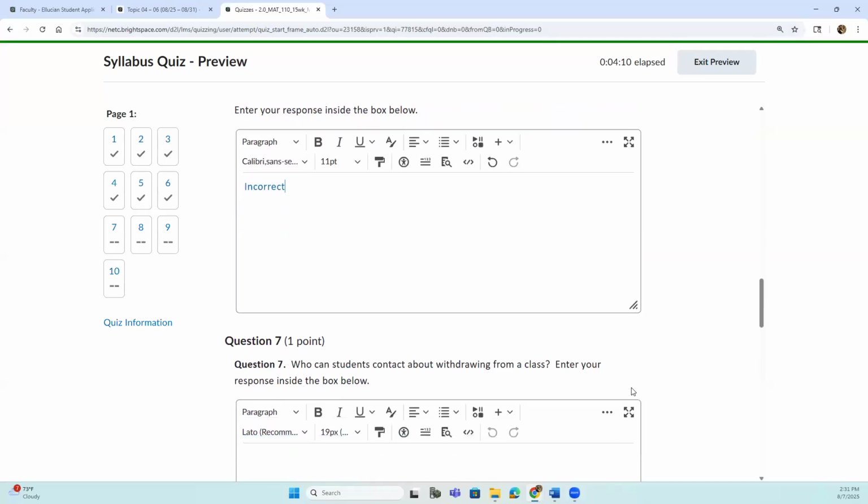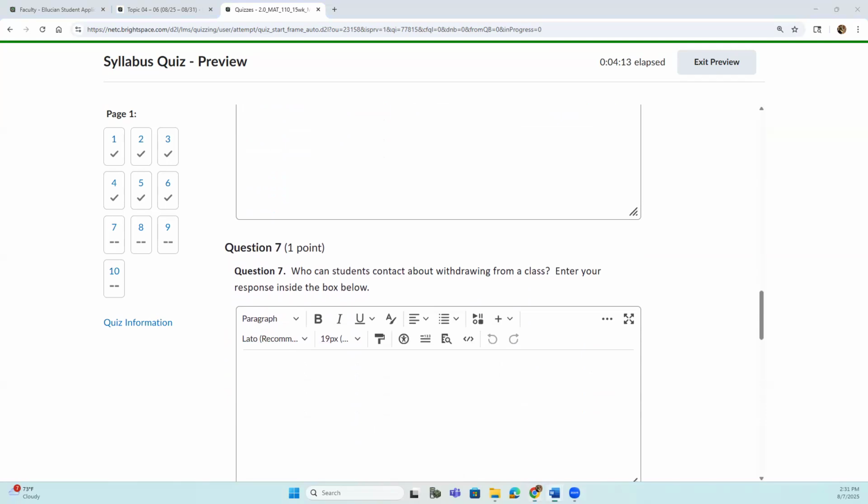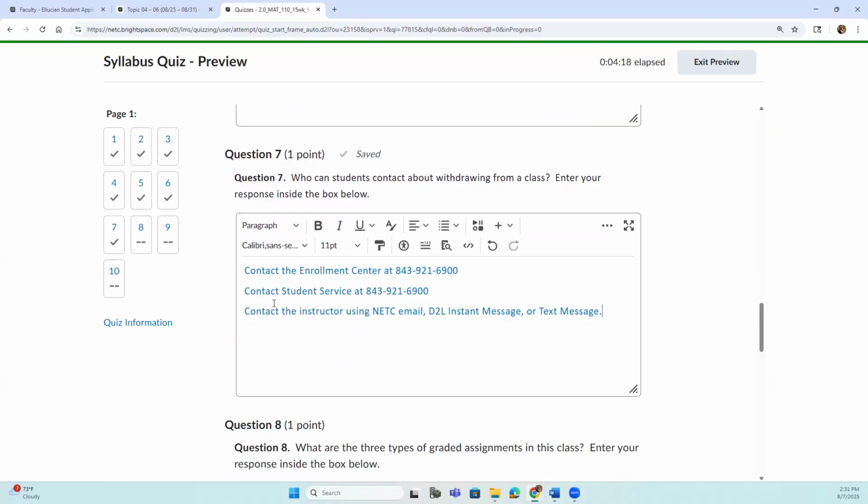All right, if something happened where you have to withdraw from the class, who can you contact? Please copy this down. You may contact the enrollment center and the student service at the same number. You can ask the switchboard to transfer you to student service or the enrollment center. Or you can contact your instructor using your student NTC email, detailed instant message, or you can text me saying that you need help with withdrawing from the class. I can help you fill out the paperwork and turn it in to the student service for you.